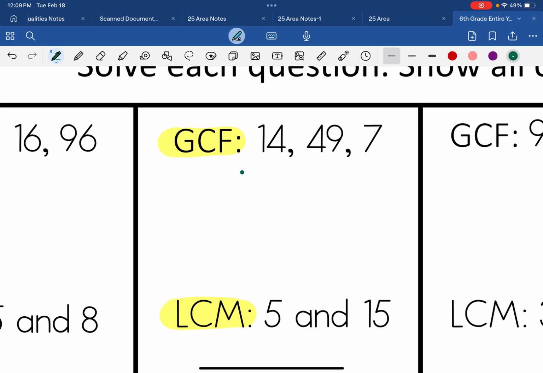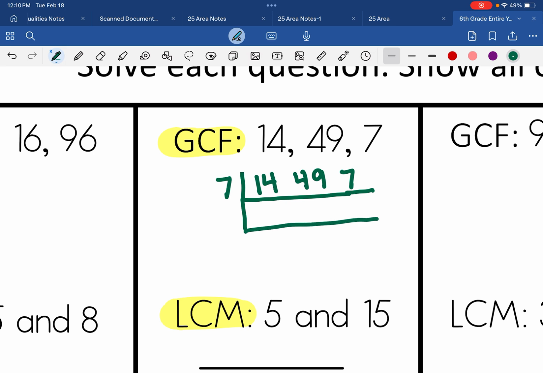Since there's three numbers, we're going to do this little ladder. We're going to put 14, 49, and 7. We've got to figure out what number can go into 14, 49, and 7. Since 7 is a prime number, the only numbers that can go into 7 are 1 and 7. So I know 7 can go into 7, 49 can go into 7, and 14 can go into 7. So I would pick 7 here.